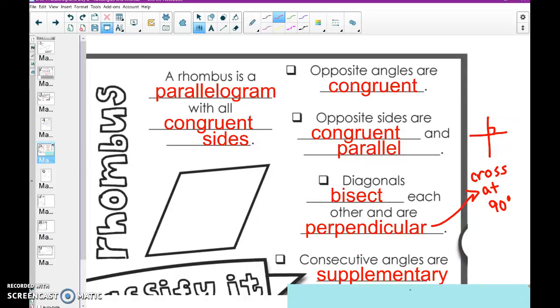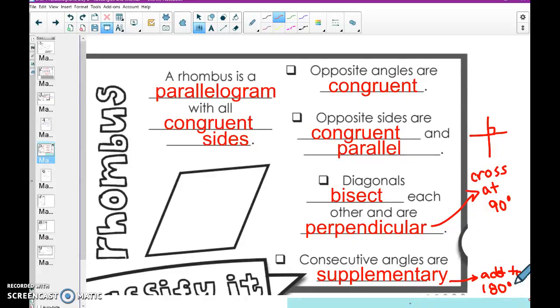And then the last little tidbit is that the consecutive angles are supplementary. Don't forget that supplementary means they add up to 180. Oops, apparently I can't spell add. That was embarrassing. Add to 180. Okay, and again, that's something we already knew. It's nothing new or exciting because we already knew that about parallelograms.